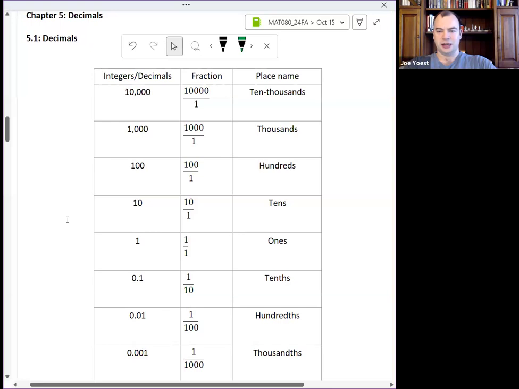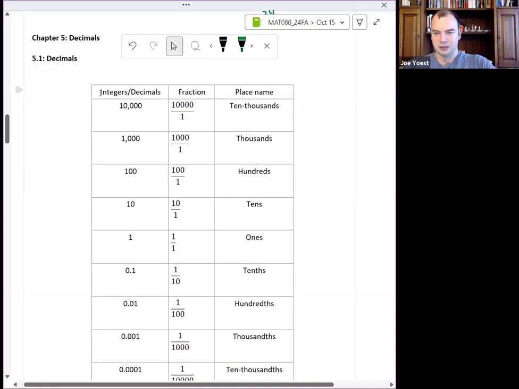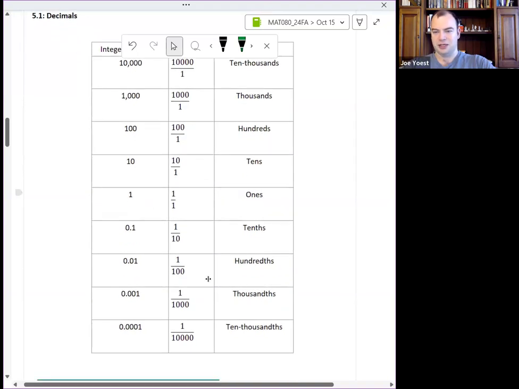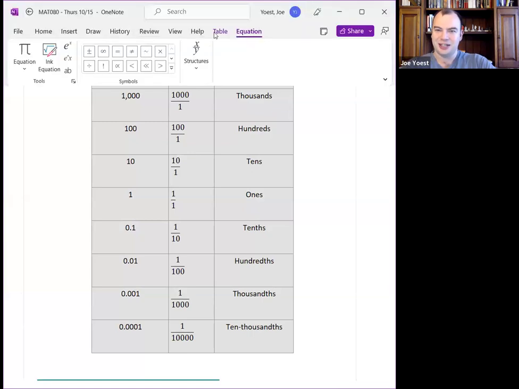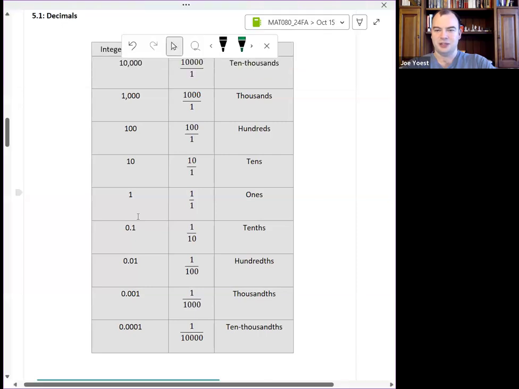Let's look a little more carefully at what decimals are. And my middle column here, for some reason, keeps getting misaligned. I keep lining it back up, centering it, and it keeps getting uncentered. So let's see how long it lasts this time.